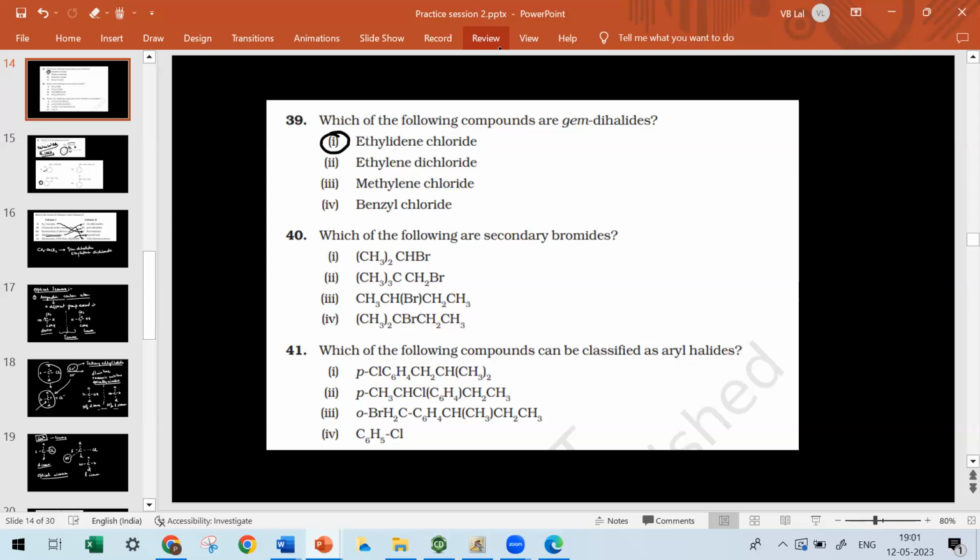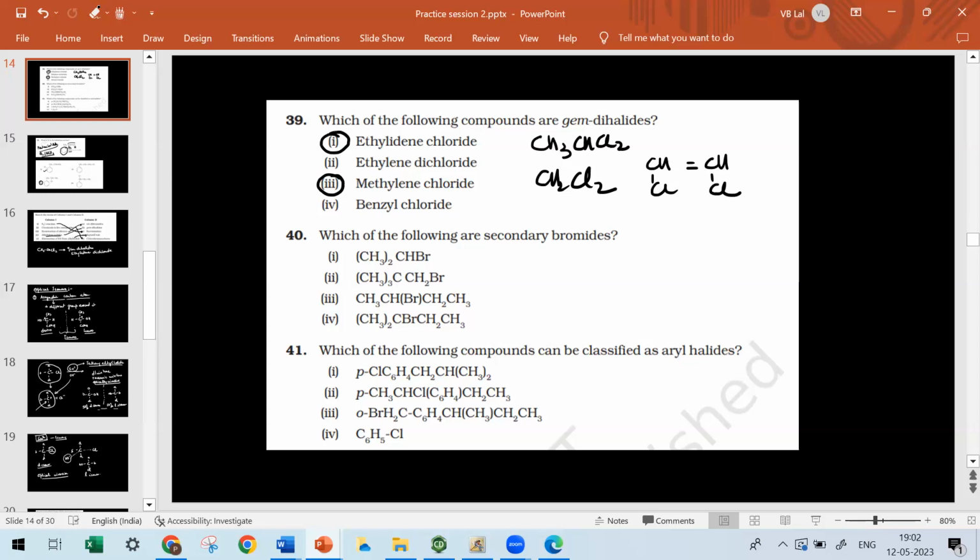Okay, 3 is the correct one. Methylene chloride is CH2Cl2. Ethylidene dichloride is CH3CHCl2. Ethylene dichloride is CH2Cl and CH2Cl. This is ethylene dichloride. And benzyl chloride obviously has only 1 chlorine, so it is not geminal. So 1 and 3. Now 40, which of the following are secondary bromides?